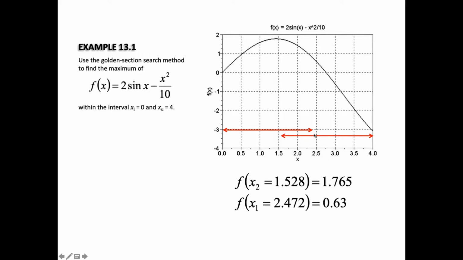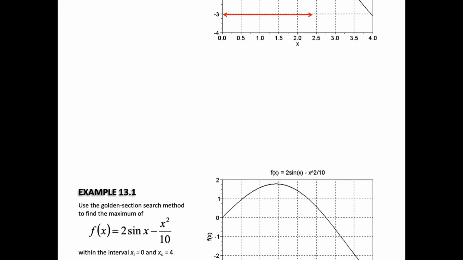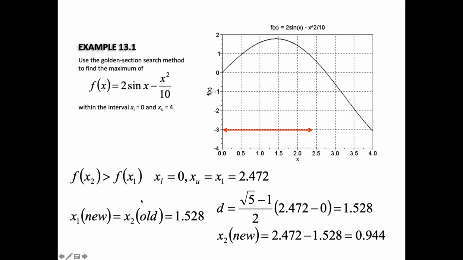This means that we eliminate the interval from x1 up to xu. And we do that by replacing xu with the value x1. Our new xu will be equal to 2.472 and xl will still be equal to 0. We then repeat the process using these new values, xl equals 0 and xu equals 2.472.